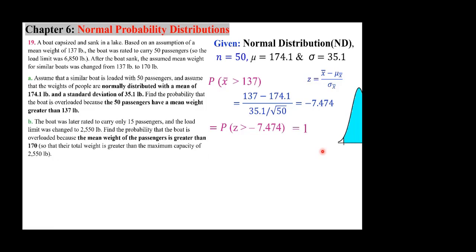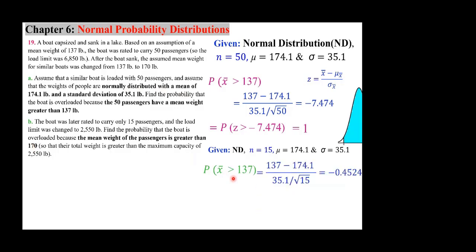Now, the boat was later rated to carry only 15 passengers, and the load limit was 2550. Find the probability that the boat is overloaded because the mean weight per passenger is greater than 170. Again, it's a normal distribution, but n is changing to 15, mu is 174.1, and sigma is 35.1. So it's the same as before, those pieces of information. However, with this 170, we want the probability of X bar to be larger than 170.